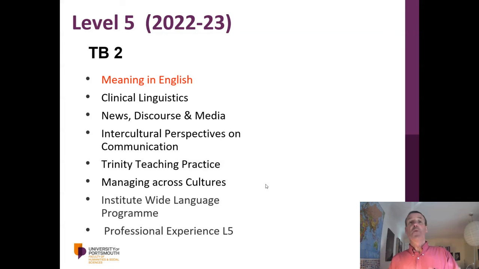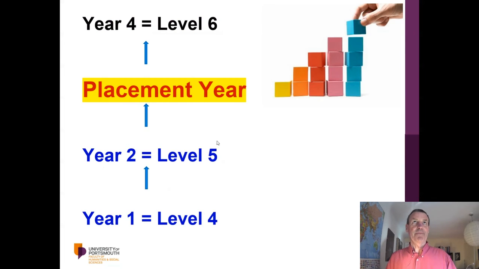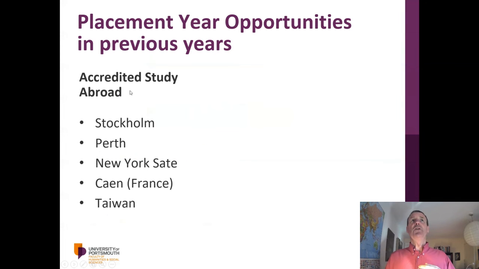And at this point, if you want to, you can do a placement year. You can spend your placement year either studying or working. If you want to spend it studying, then you can go abroad to study in one of the universities that participates. Stockholm in Sweden, Perth, Australia, New York State, Caen in northern France, and Taiwan. Now, if you want to go to Stockholm, Perth, Caen, Taiwan, you don't have to speak Swedish or French or Taiwanese. All of these are offering courses as an English medium course, so they're all taught in English.